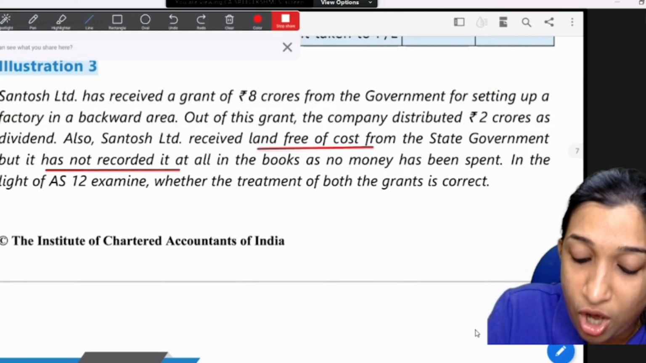For refund accounting, just reverse the journal entries. If the grant was received for a non-depreciable asset, or the grant was in the nature of promoter's contribution, but due to some reasons you had to refund it, what is the entry? Easy. When you received, you credited capital reserve. So when you refund, capital reserve should be debited. Yes or no?